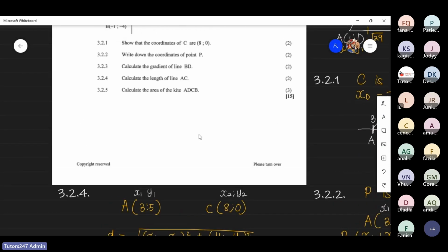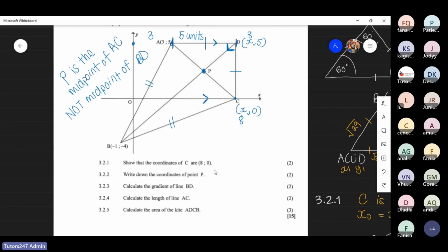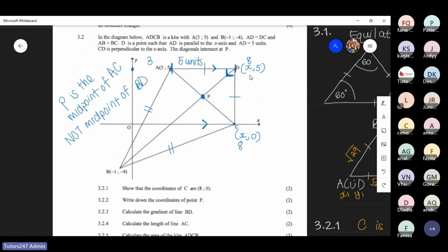Let's have a look at question 3.2.5. So question 3.2.5, calculate the area of the kite ADCB. So we now need to find the area. Let's have a look at our kite ADCB. In order for us to calculate the area of a kite, keep in mind that the area formula is a half times BD times AC.